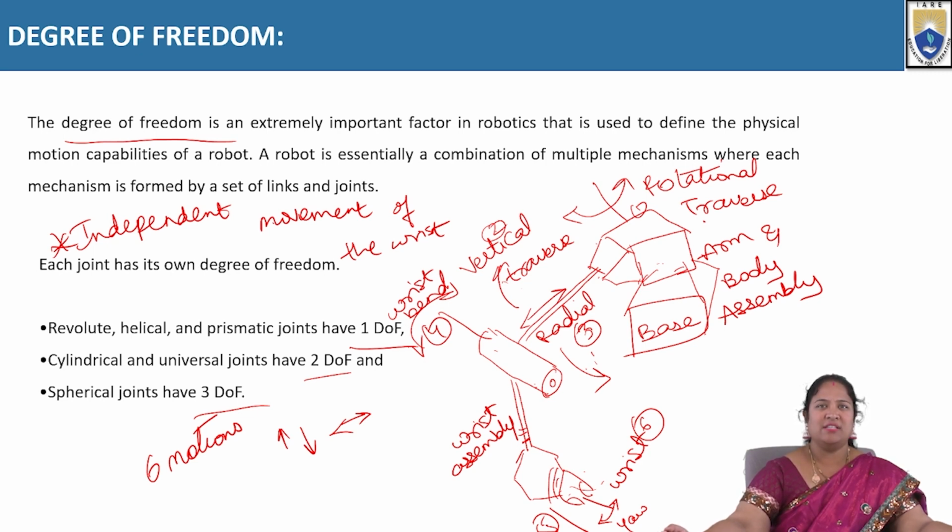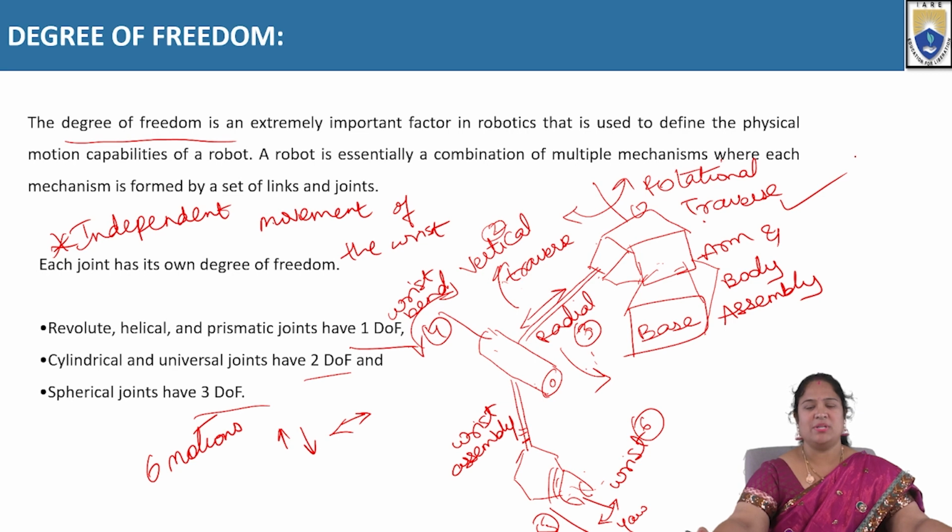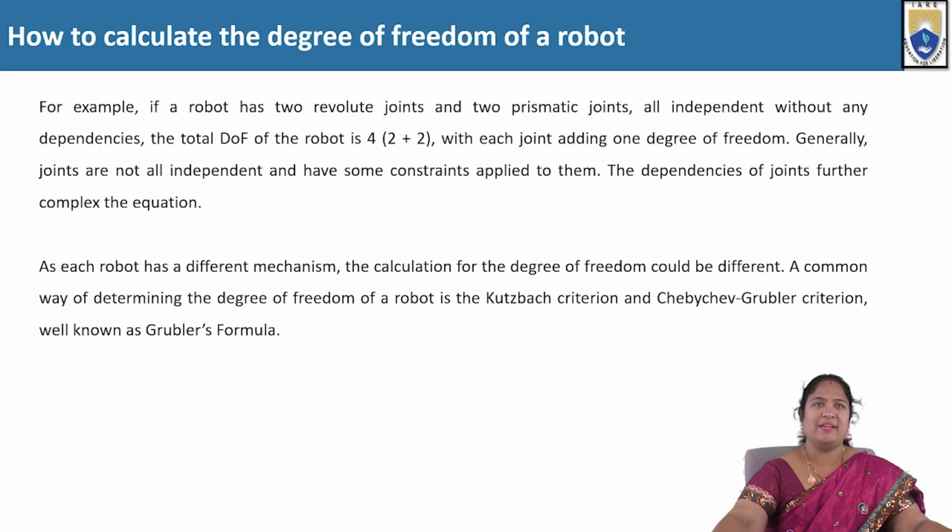So generally we will be having 1 degree of freedom for revolute, helical and prismatic joints, and we'll be having 2 degrees of freedom for cylindrical and universal joints, and 3 degrees of freedom for a spherical joint. And here we have seen the 6 motions which have been taking place for a particular robot in vertical, radial, and rotary directions. Okay. So, how do we calculate the degree of freedom for any particular robot?